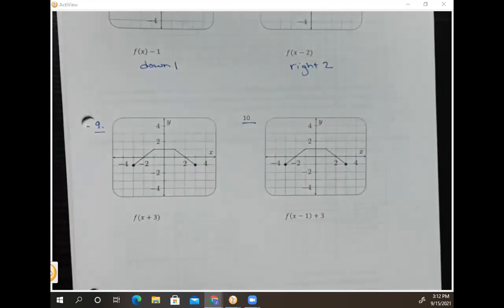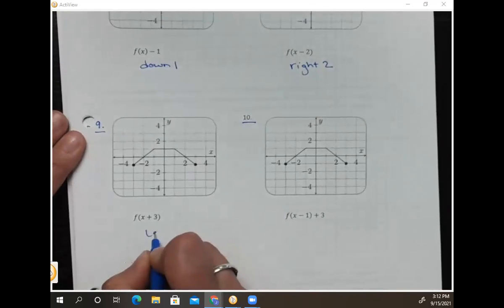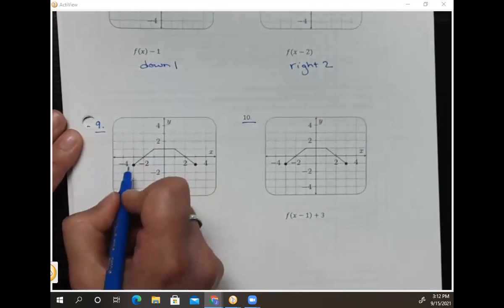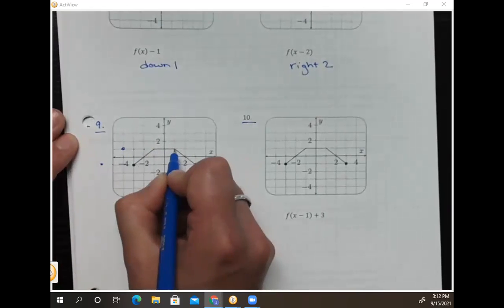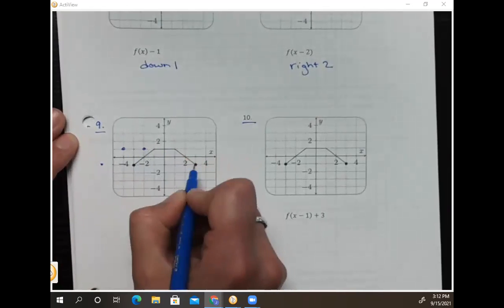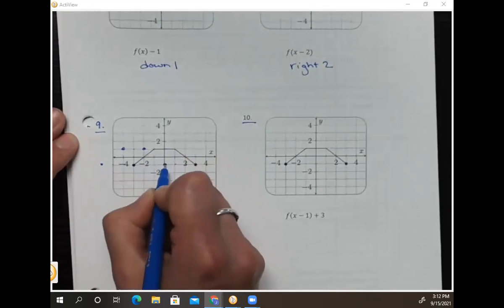What's our transformation for number 9? Left. Yep. Left 3. So every point moves to the left 3. 1, 2, 3.